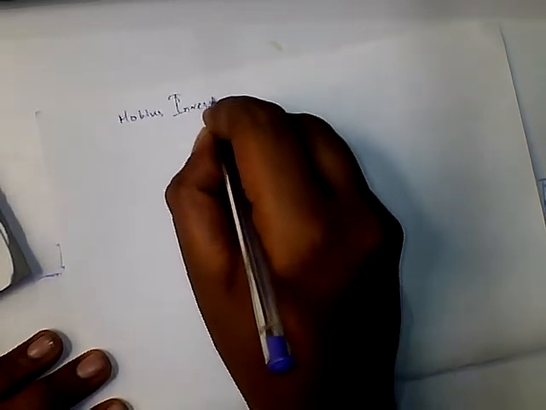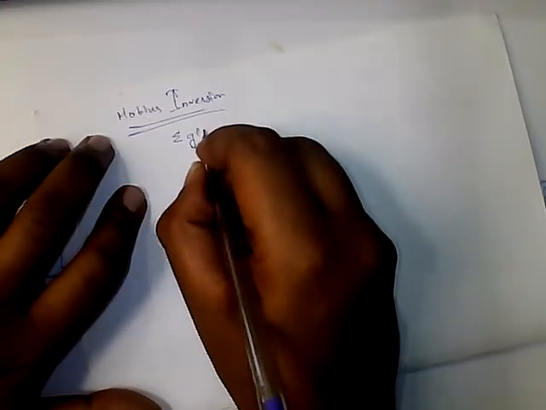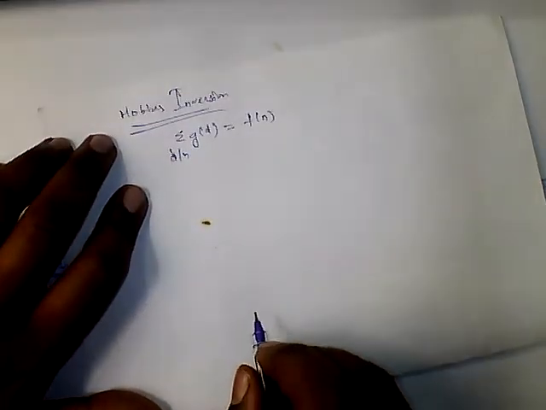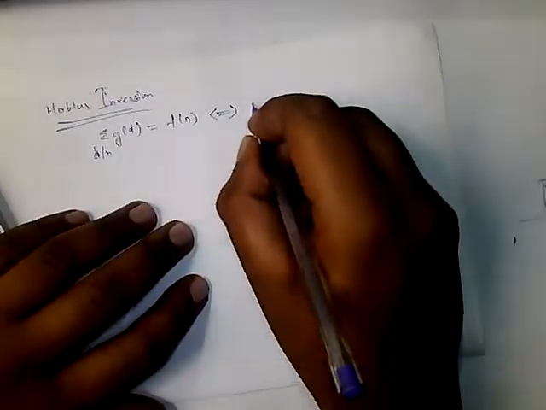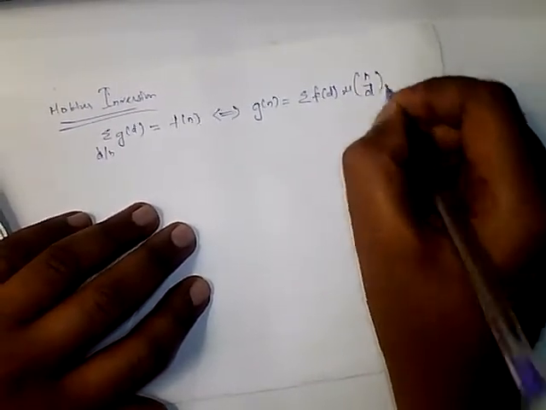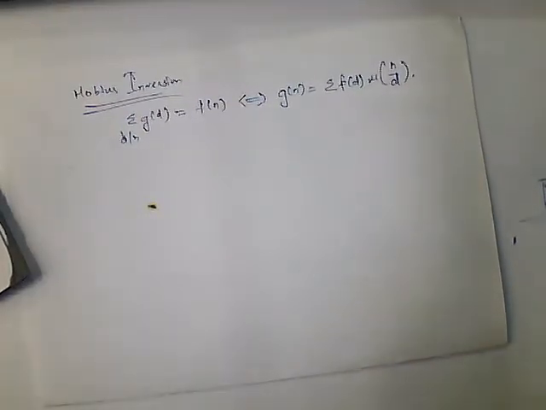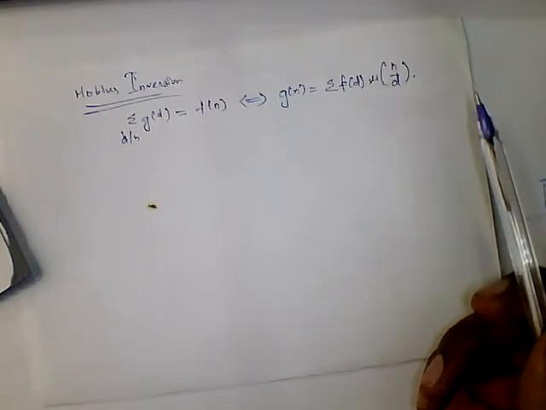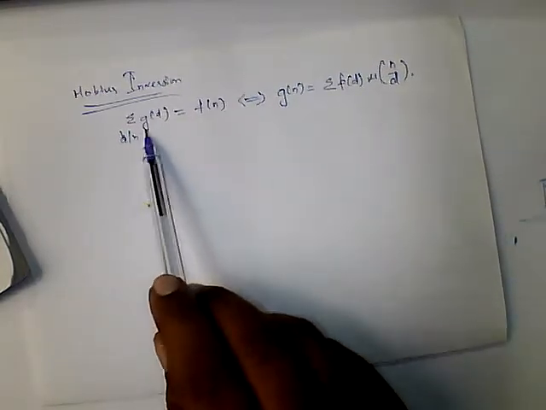Now Mobius inversion formula. Alright, in this Mobius inversion, the statement is that g of n will be equal to the summation of f of d, where d divides n, is given. Now that implies you have to prove f of n equal to the summation of g of d into mu of n by d, right? This implies this, so not taking this, using this and proving this.